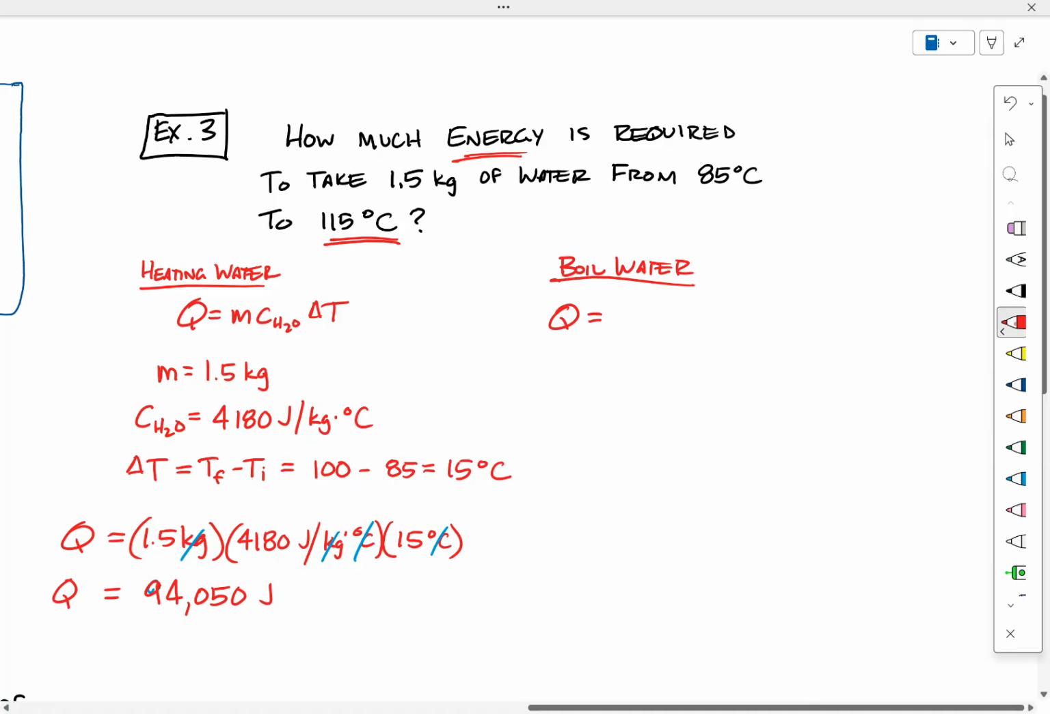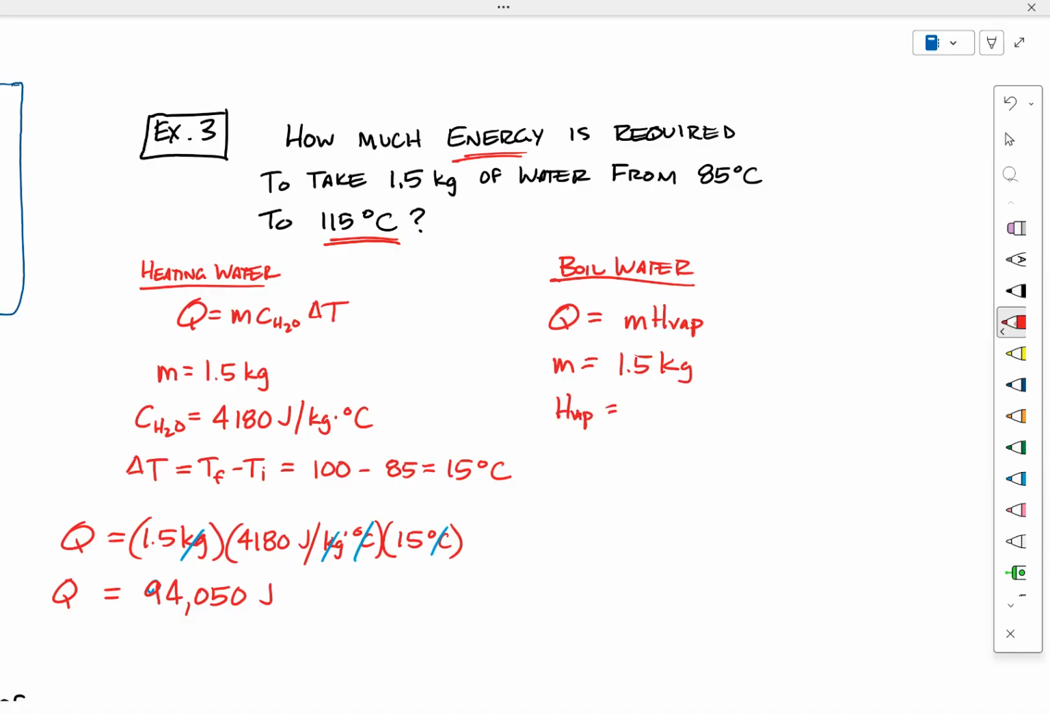Q equals the mass times the heat to vaporize the water. The mass hasn't changed. The mass is still 1.5 kilograms. The heat for vaporizing water, we used that before. That was 2.26 times 10 to the 6th joules per kilogram. And so for this calculation, we take the product of the two, 1.5 kilograms times 2.26 times 10 to the 6th.